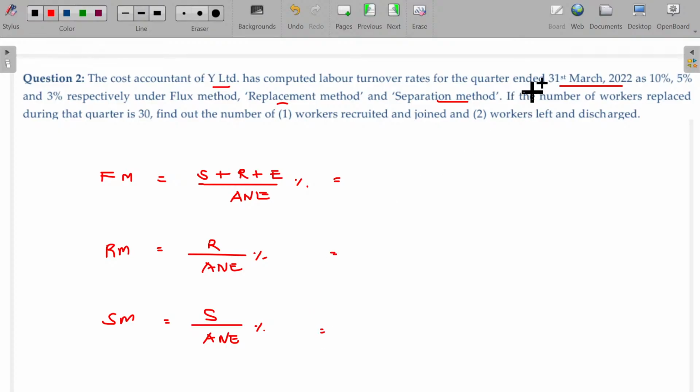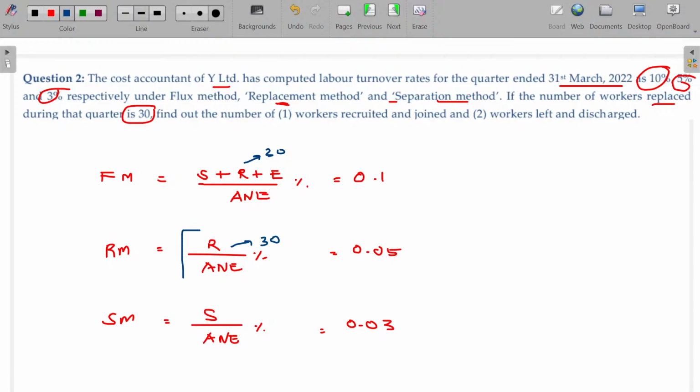Now, the flux method gave us 0.1 answer. For replacement, it is 0.05. For separation method, 0.03. Is that okay? So here we have to find out some other data as missing one. If the number of workers replaced during the quarter is 30, so we have been given the R here. So you have to find out the rest of things. So from this replacement method, multiplication 30 by 0.05. Hope the final answer being 600.